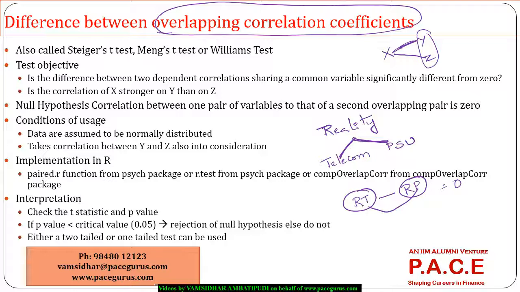So the null hypothesis becomes that the difference between the correlation of the reality and telecom sectors versus the correlation of the reality and PSU sectors is 0.